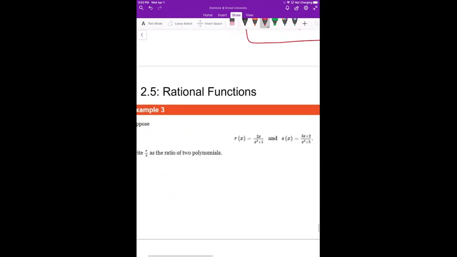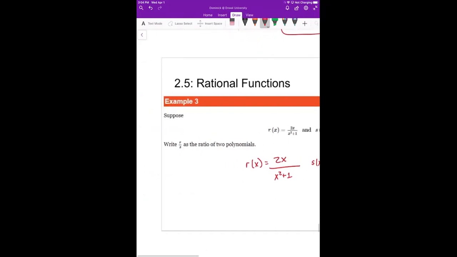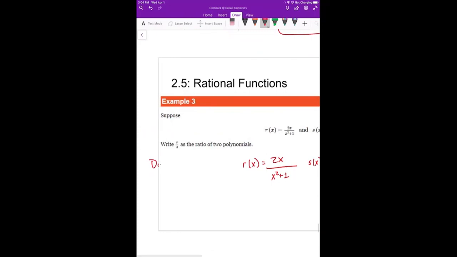Okay, so now in the next example, we're going to divide these two polynomials. So we have r of x is 2x over x squared plus 1. And again, s of x is 3x plus 2 over x to the third plus 5. Now, I want to remind you about dividing fractions.